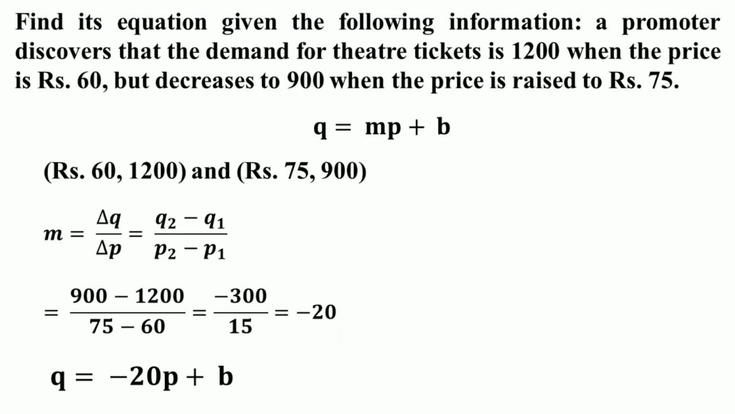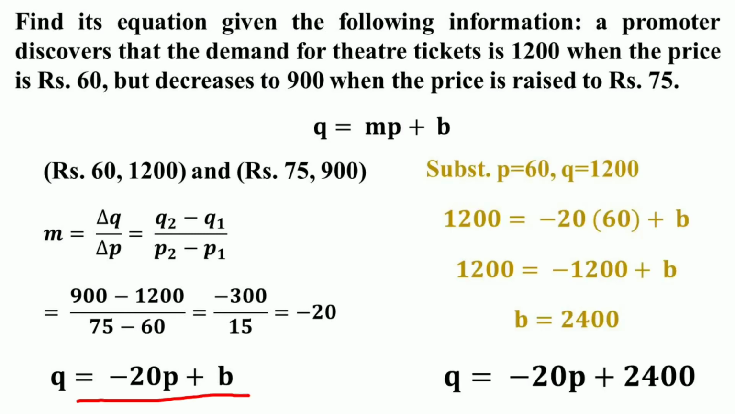So the equation must therefore take the following form: q is equal to minus 20p plus b. B is not calculated here, that is the y-intercept term we want to find out. So it is necessary to find the y-intercept using one of the 2 points, for example taking the first point, 60 and 1200, which is a point on the demand curve. So it must satisfy the equation q is equal to minus 20p plus b.